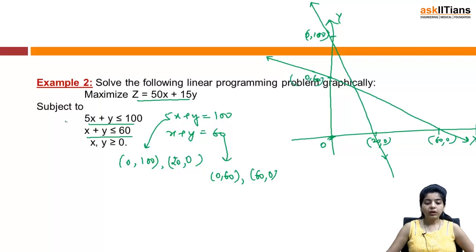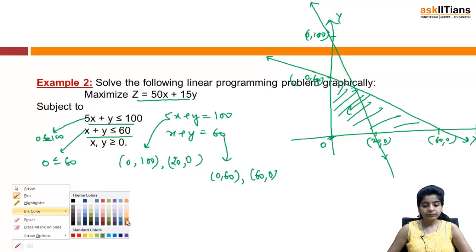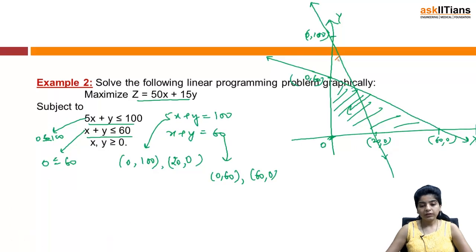right? Now again, to find the shaded portion, putting x and y equal to 0, 0 is less than or equal to 100, and 0 is less than or equal to 60. Both the inequalities are true, valid statements. Therefore, the shaded region would contain the origin. So for this line, we have this portion, right? And for this line, we'll have this portion. So the common region becomes this region, right? This is the common region that we get.